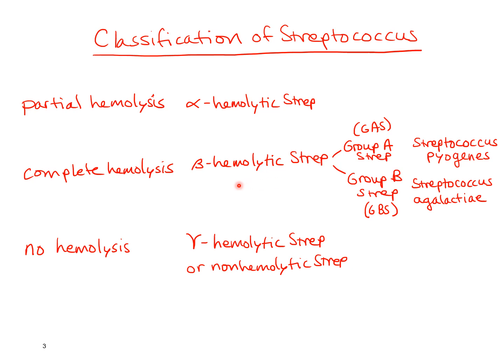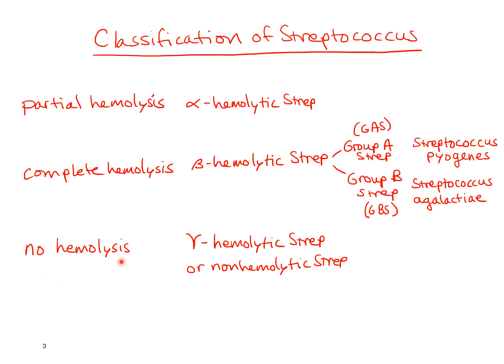And the beta hemolytic strep we can further categorize into these Lancefield groups, either group A or group B strep. So the group A strep, which sometimes they just abbreviate GAS, the example there is Streptococcus pyogenes, which we're going to talk about in a minute. And then the group B strep, or GBS, would be the abbreviation there, is Streptococcus agalactiae.